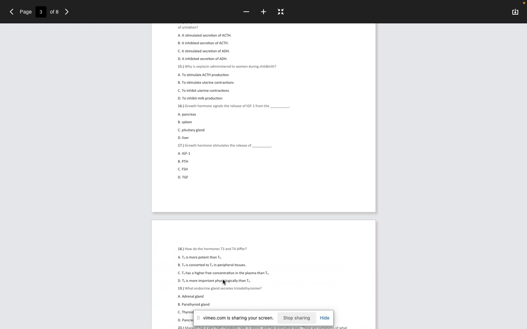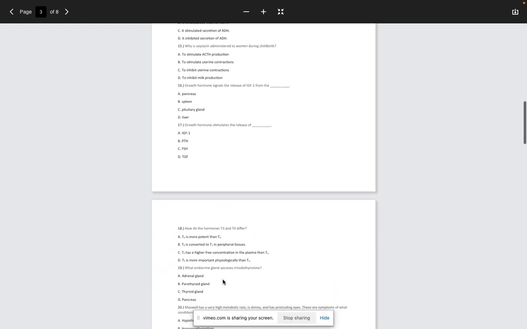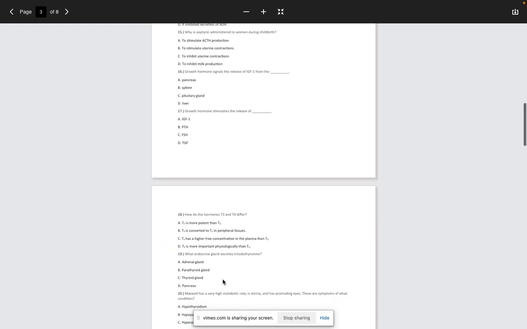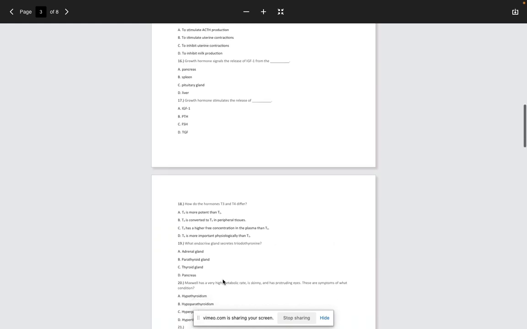What endocrine gland secretes T3? Adrenal gland, parathyroid, thyroid, or pancreas? T3, thyroid hormone. Same thing as thyroid hormone, right? So it's secreted by the thyroid. Where is thyroid hormone stored? Thyroid gland. Remember, what's the name of those structures in the thyroid? Follicles. Follicles, right?